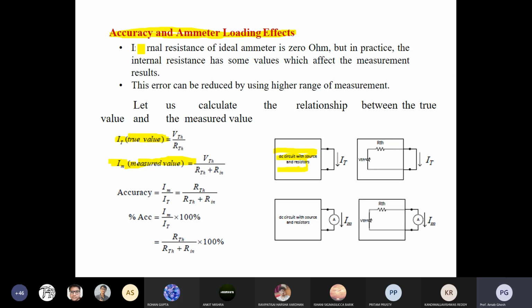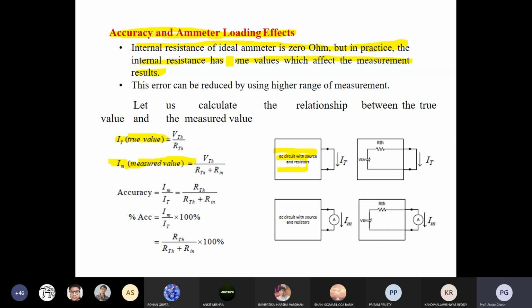Okay, so the internal resistance of an ideal ammeter is 0 ohm, but in practice the internal resistance has some value that affects the measurement results. In the ideal condition you get 0 ohm. It is just like your energy source, meaning the voltage source. Normally the voltage source is considered to have no internal resistance, but practically some internal resistance is there. That's why some IR drop is there. Whatever voltage you get from the battery, some potential drop inside the battery is also observed.